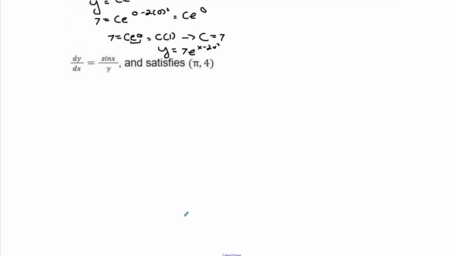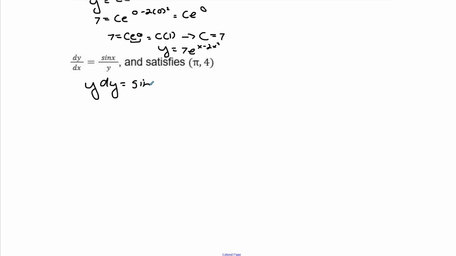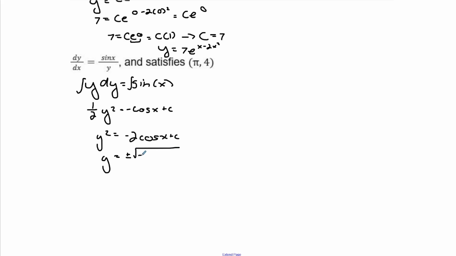Now in this example, we have dy/dx equals sine of x over y, right? So I'm going to say y dy equals sine of x dx. If I integrate both sides, I'm going to get 1/2 y squared equals negative cosine of x plus c. Then I'm going to solve for y, so y squared equals negative 2 cosine of x plus c, and then y equals plus or minus the square root of negative 2 cosine of x plus c, right? Now I'm given the point (pi, 4).